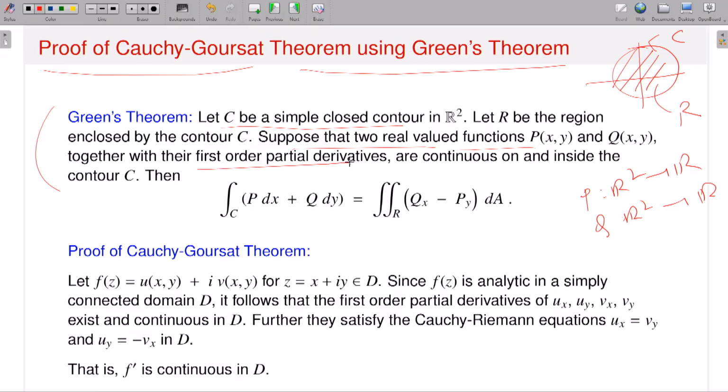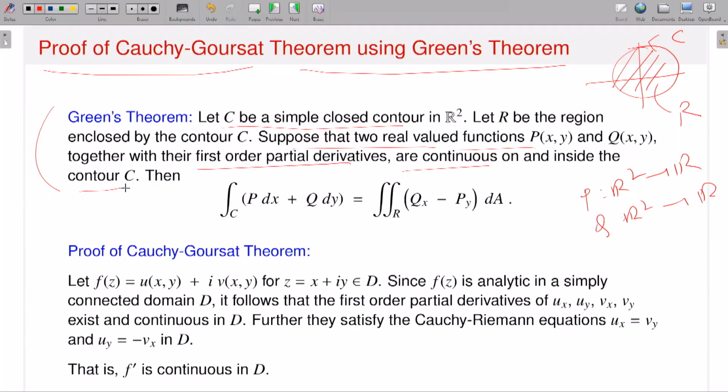Together with that, first order partial derivatives exist and are continuous inside the contour, that means inside or on R. So I have a contour, and let the domain bounded by C be R. Take two real valued functions P and Q which are nice, that means suppose the first order partial derivatives exist and they are continuous, then this is the corresponding Green's theorem.